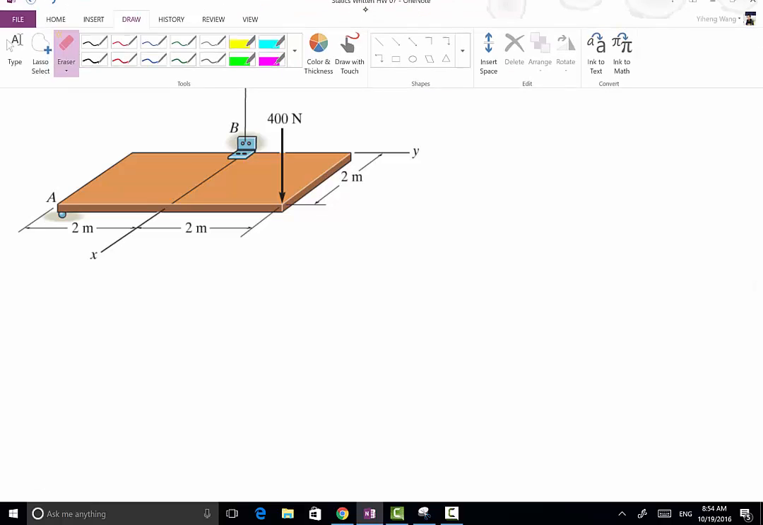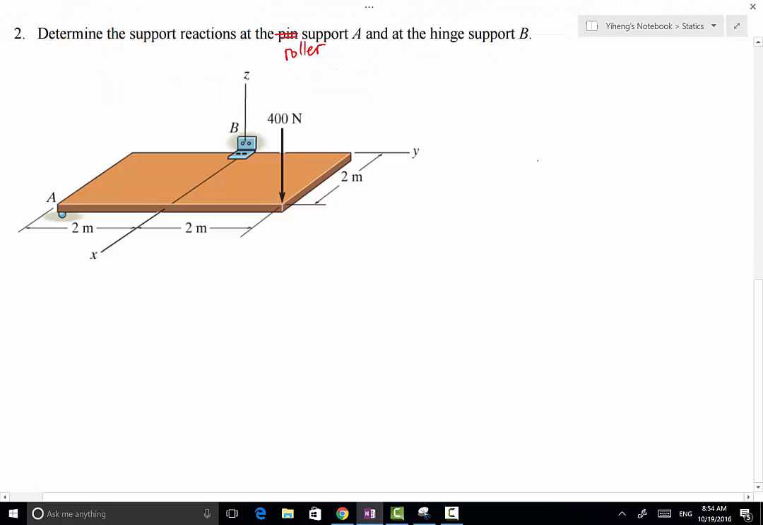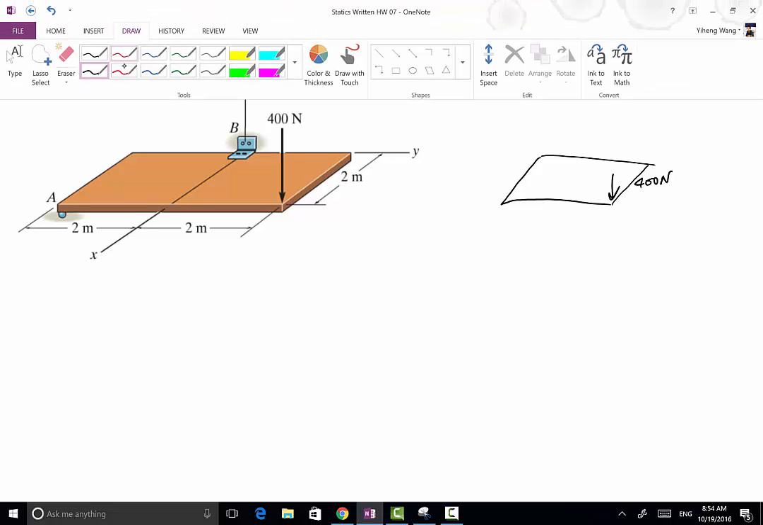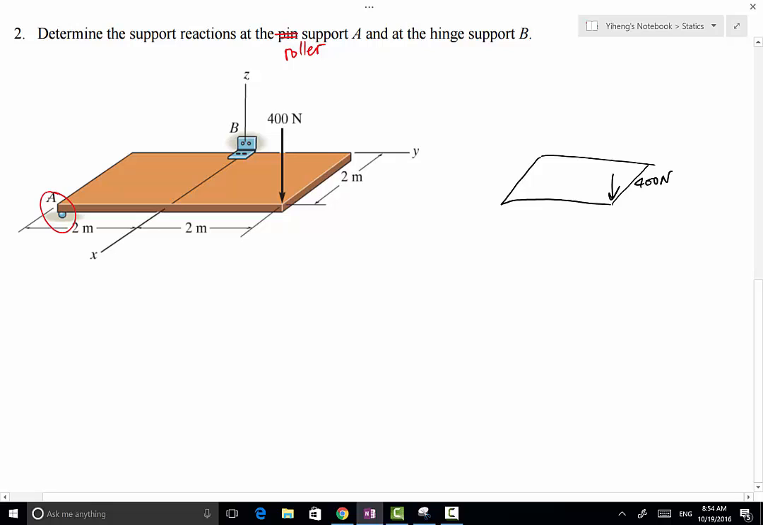So again, the first thing we do is to sketch out the free body diagram. We have the 400 Newton force right here. And then we need to draw the unknown support reactions at point A and point B based on what type of support it is. Point A, we have a roller, and it can only prevent the member from going down. Therefore, it only provides one force reaction, that is vertical up.